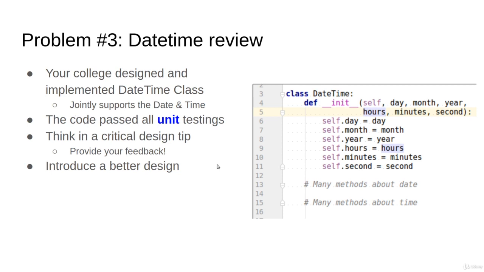Unit testing is an important keyword in the software testing industry, in software development. When we write some code, we have to unit test every functionality in the system. This is how we guarantee that the low level of the system is correct. Now this code passed all of our testing. However, I would like you to find and provide a critical design review for the one who implemented this code.